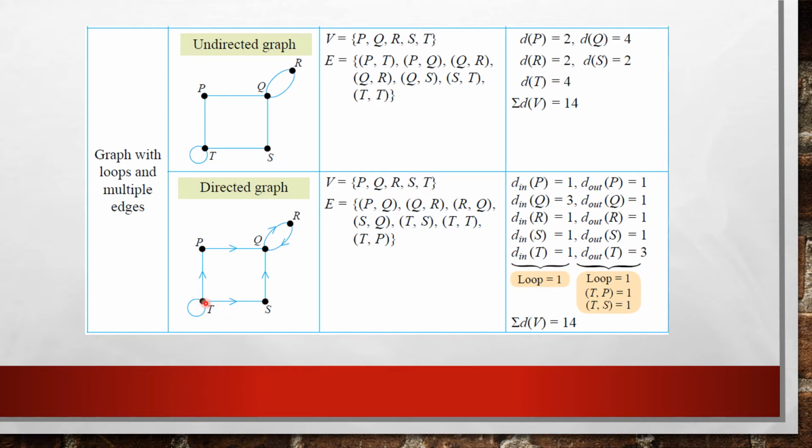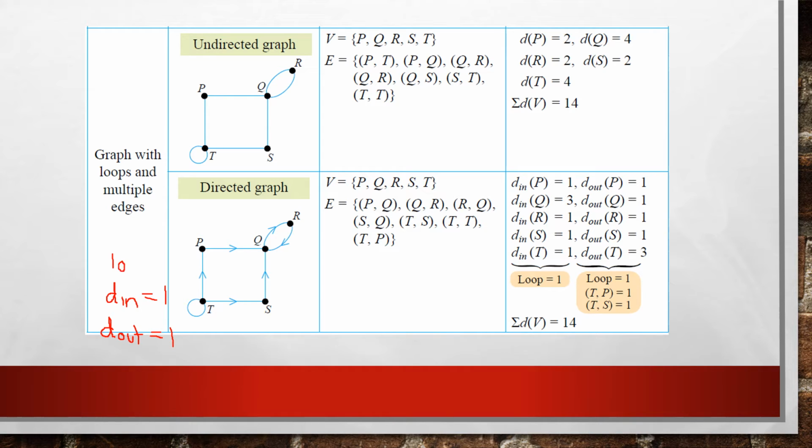Then for T, you have 4 lines actually. TS is going out, TP is going out. But for the loop, you must remember that a loop always has degree in 1 and degree out 1. That means there are 2 directions for the loop. One is clockwise, another one is anti-clockwise. So degree in is 1 and degree out is 1. This is for the loop.